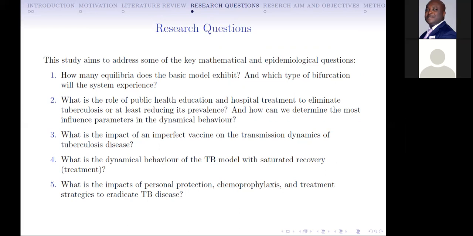What is the impact of an imperfect vaccine on the transmission of TB disease? What is the dynamical behavior of TB with saturated treatment? And the last one is, what is the impact of personal protection, chemotherapies, and treatment strategy to eradicate TB?